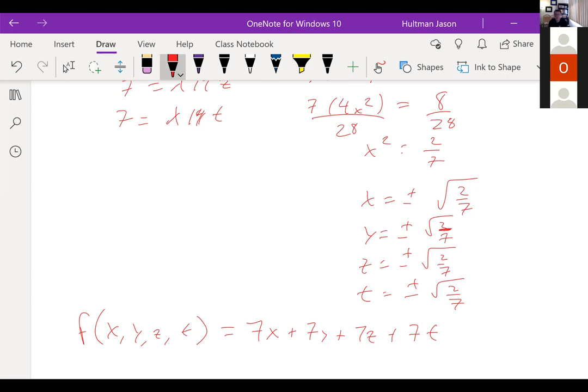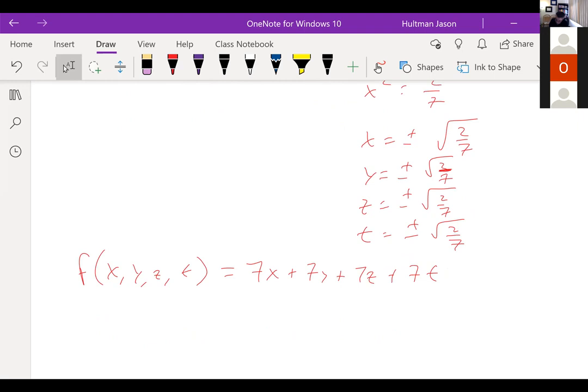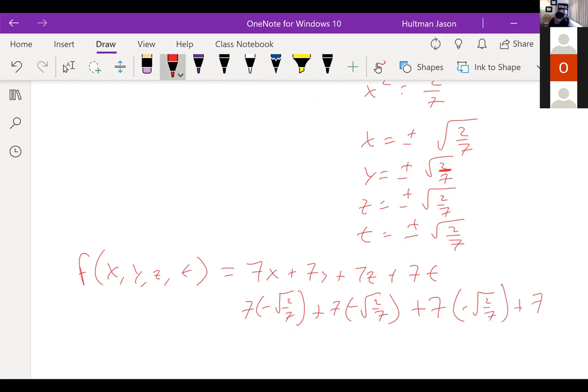The negative? Yeah, very good. Thank you. Yeah, the negatives will make this a minimum. So this is going to be 7 times negative radical 2 over 7 plus 7 times negative radical 2 over 7 plus 7 times negative radical 2 over 7 plus 7 times negative radical 2 over 7. Okay. So now let's clean this up a little bit.